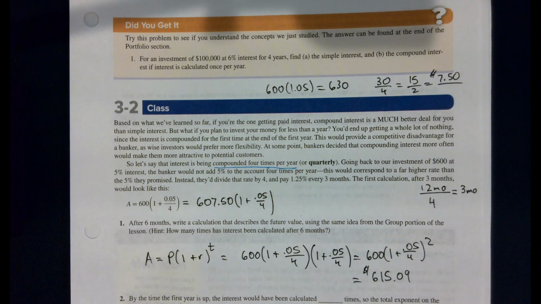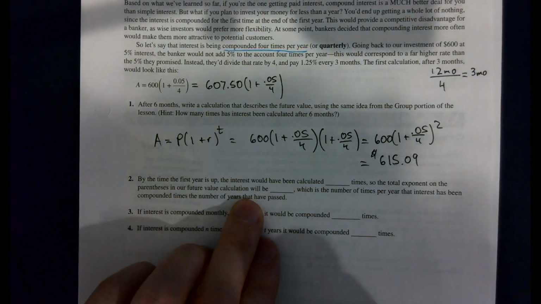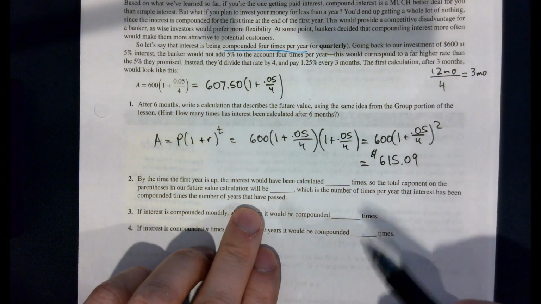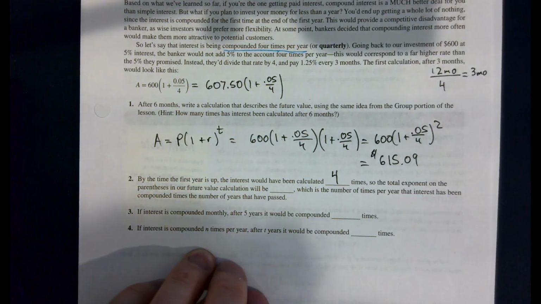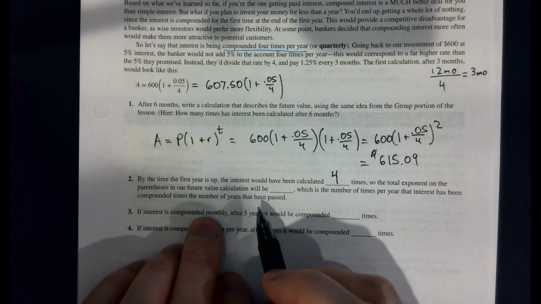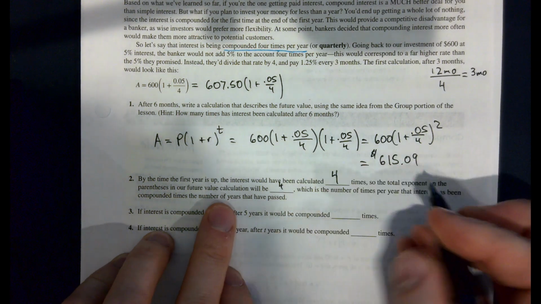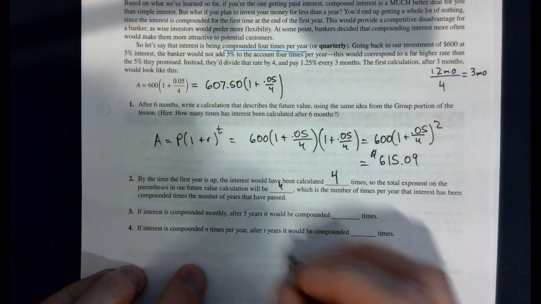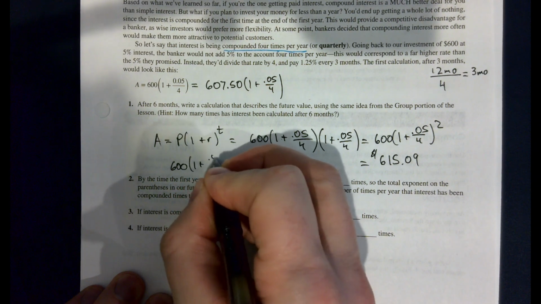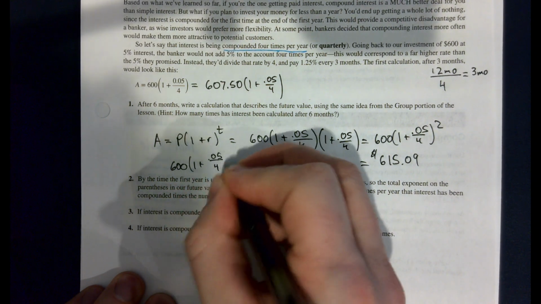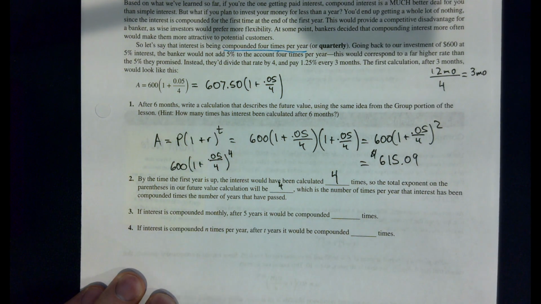Okay, so what happens if we continue that process until the full year is up? Well, if we're doing it 4 times, we would have calculated this 4 times. And so the total exponent in the parentheses would be a 4. In other words, we would have written 600 times 1 plus the 5% interest divided by 4 raised to the 4th power. That would be the calculation.